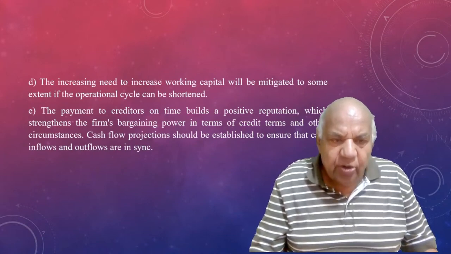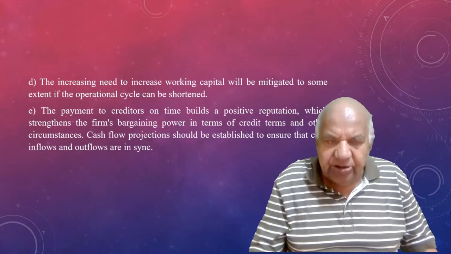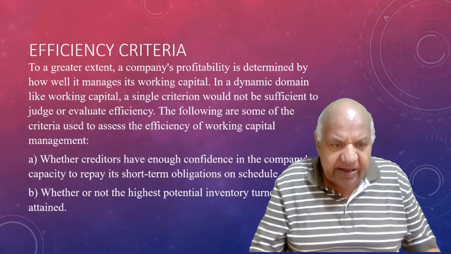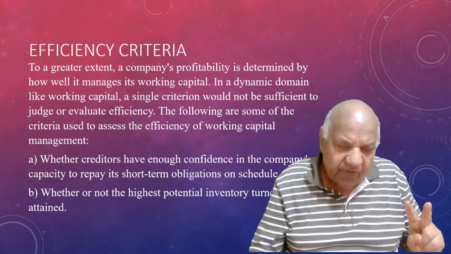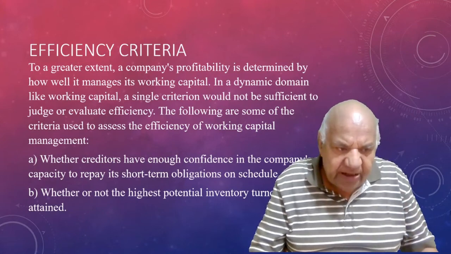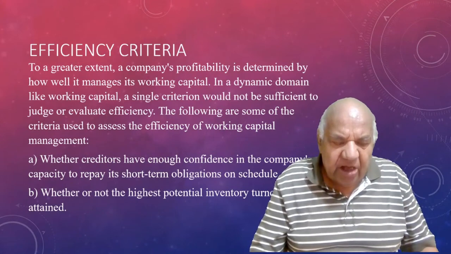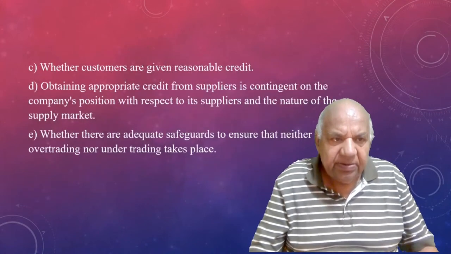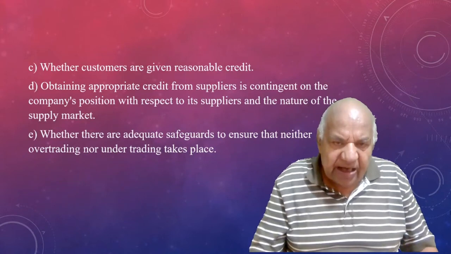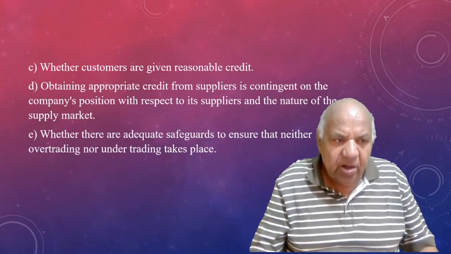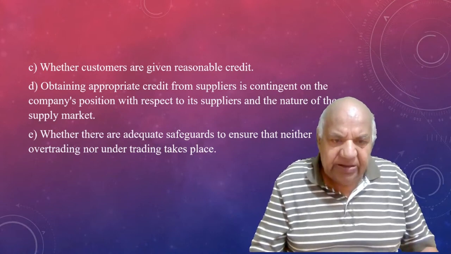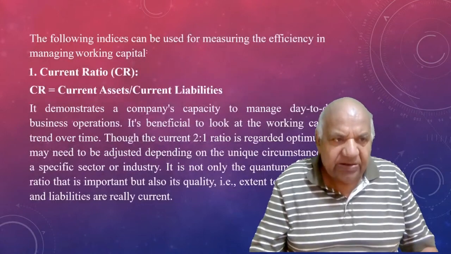The payment to creditors on time builds a positive reputation. Efficiency criteria, 2 points: whether creditors have enough confidence in company and whether or not the highest potential inventory turnover is attained. Whether customers are given reasonable credit. Obtaining appropriate credit from supplier is contingent on company's position, and these are adequate safeguards.